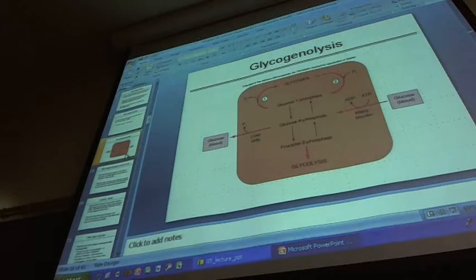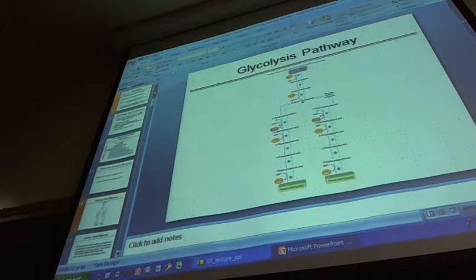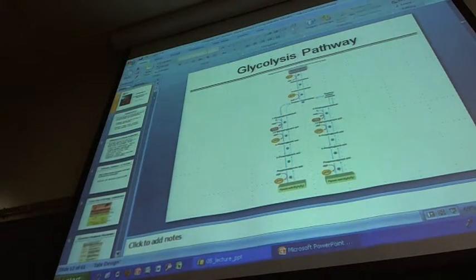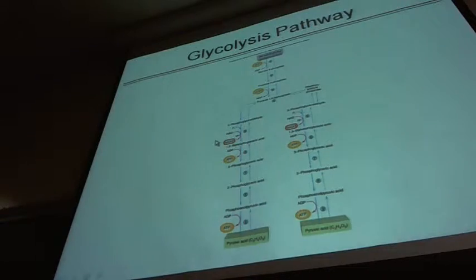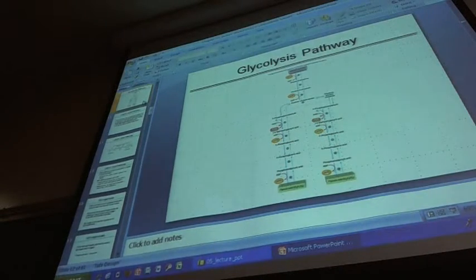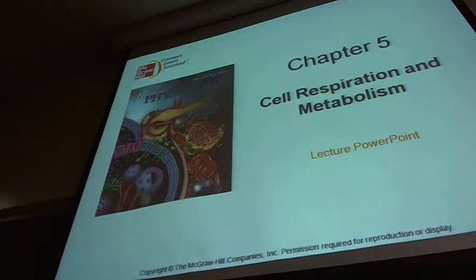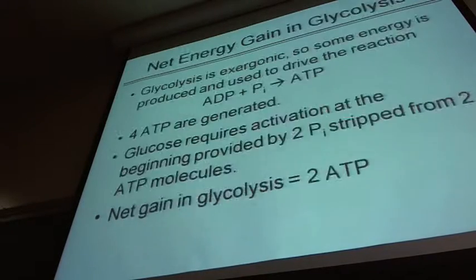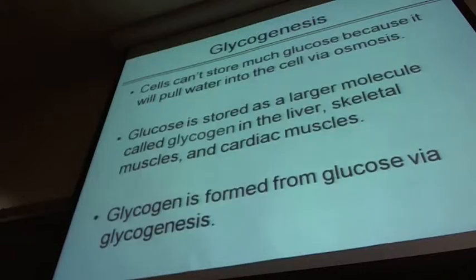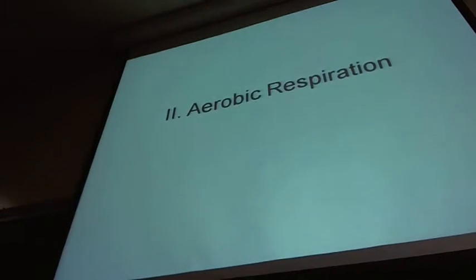Okay, glycogenolysis. Glycolysis, I believe we got through, right? Yes. You're into the aerobic. Aerobic respiration. Okay. We went through lactic acid, we went through glycogenesis, we went through the Cori cycle, we're at aerobic respiration.